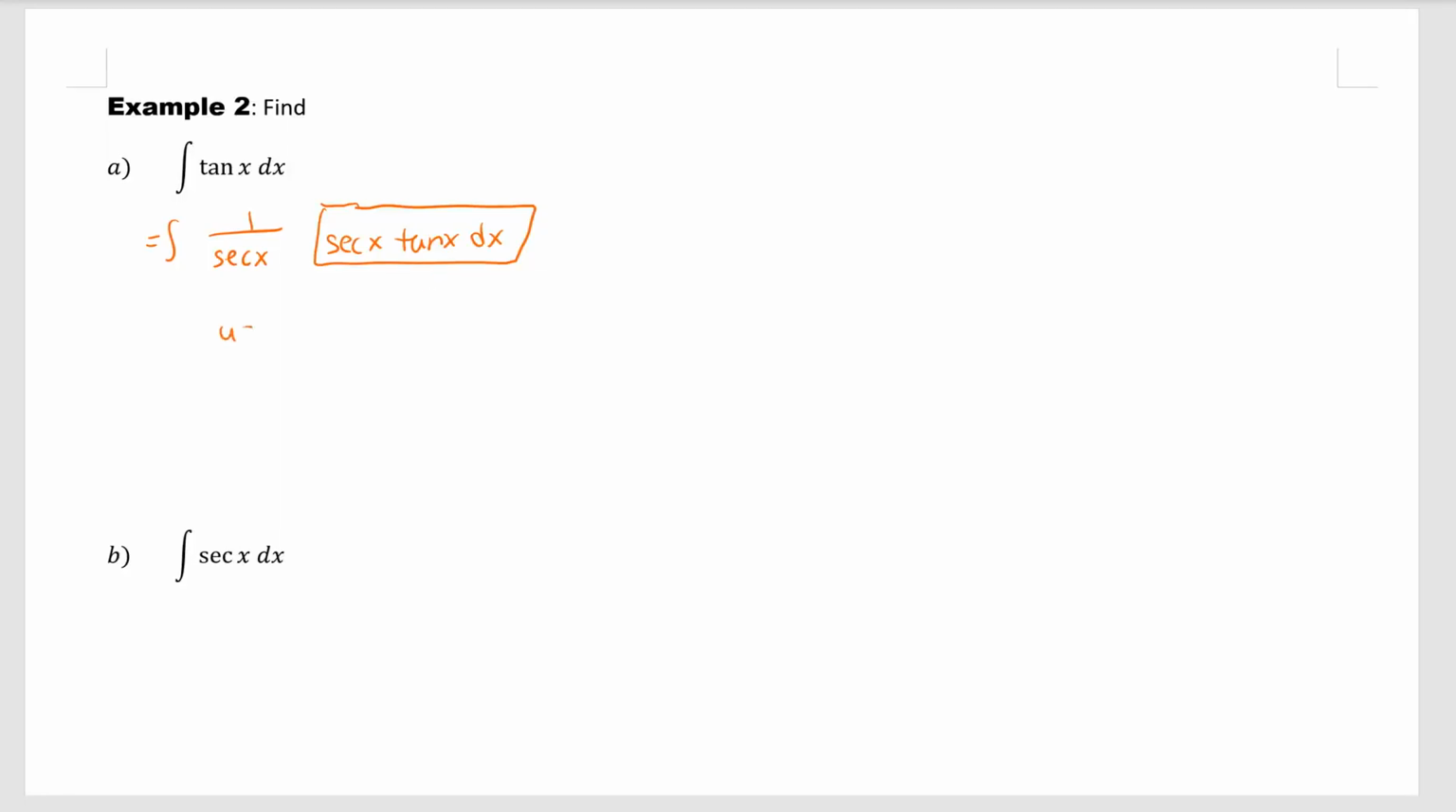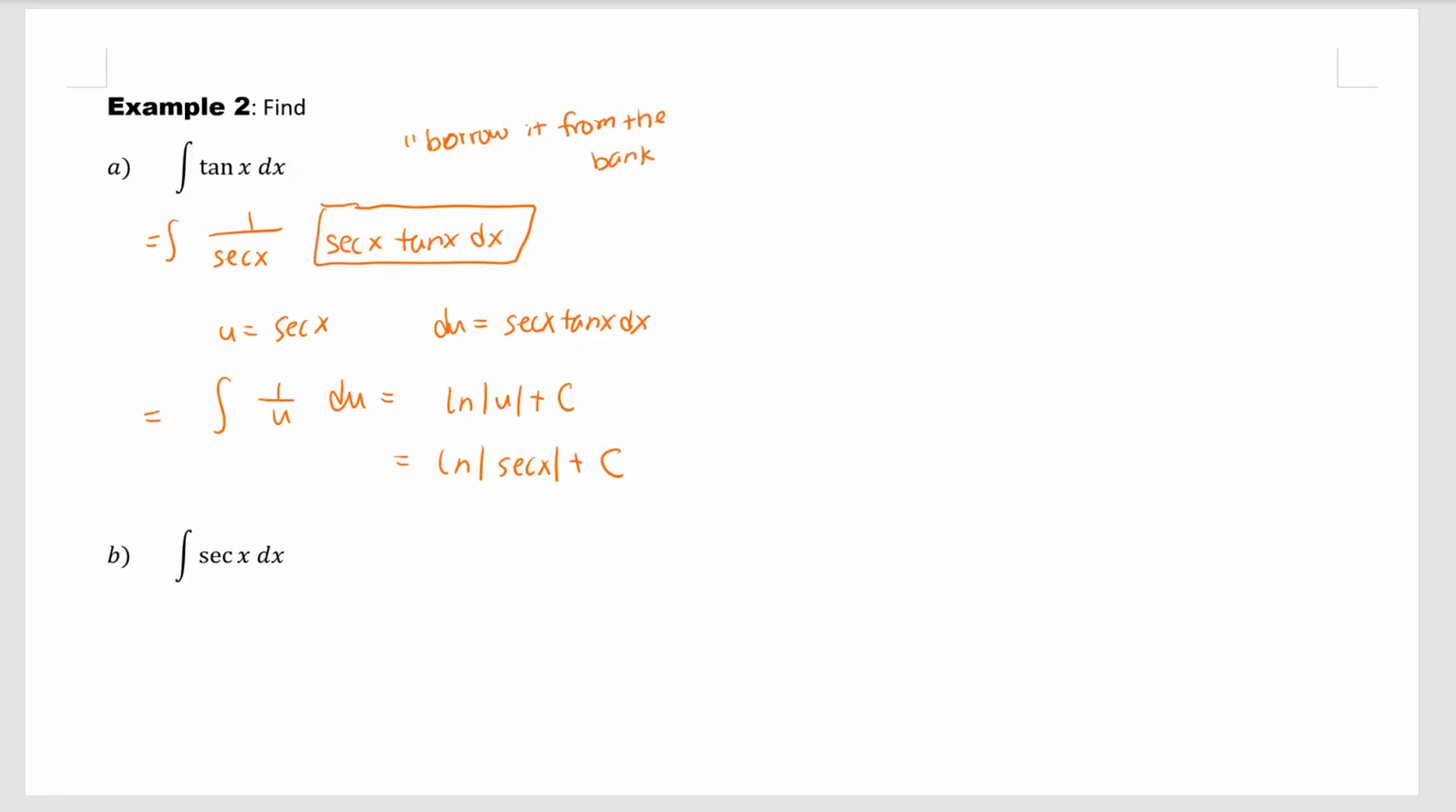So we're ready. We can let u be secant x, then du is secant x tangent x dx. So that's why we have integral 1 over u du. That is ln of absolute value of u. And our u is secant x. Okay, so we can do it like this. So remember, if you don't have a secant and you want to match a secant tangent at the end, borrow it from the bank. Okay, next.